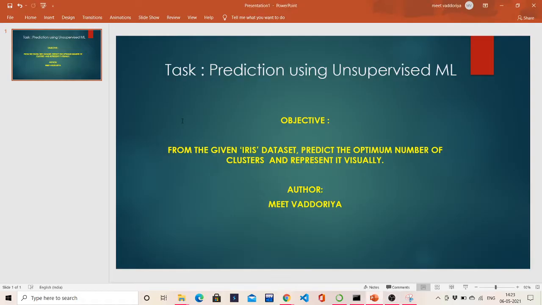I'm pursuing an internship in data science and business analytics from the Sparks Foundation. The objective and the task which was given to me was prediction using unsupervised machine learning. I was given an iris data set, and I have to predict the optimum number of clusters and represent that visually.